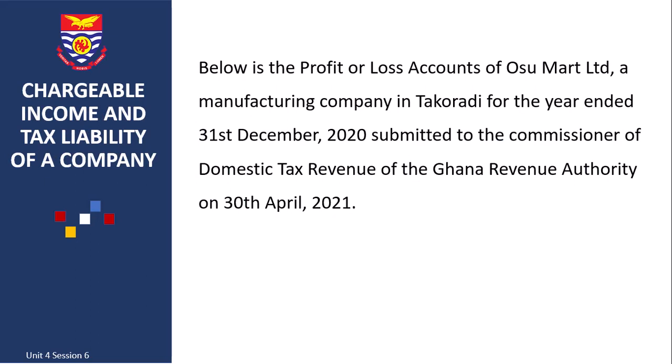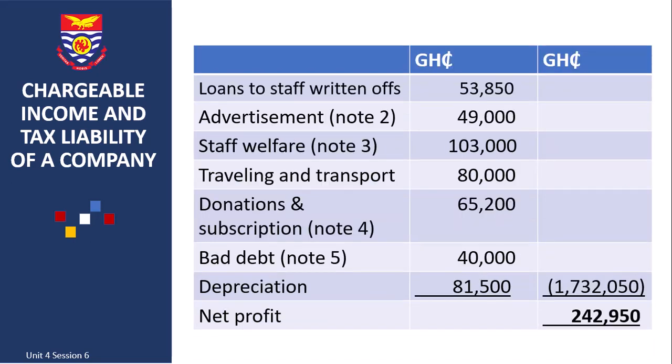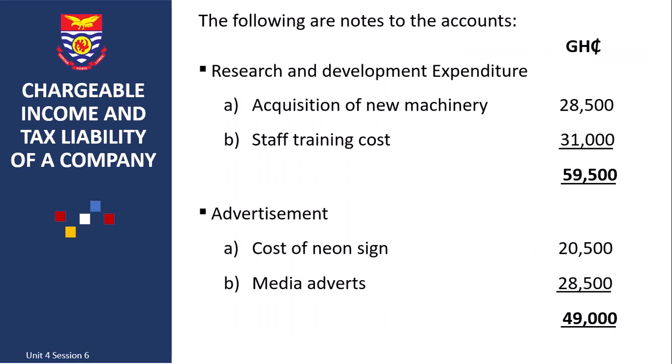Below is the profit or loss of Osumat Limited, a manufacturing company in Takoradi, for the year ended 31st December 2020, submitted to the Commissioner of Domestic Tax Revenue of the Ghana Revenue Authority on 30th April 2021. So we have the income statement, gross operating profit, dividend, less general expenses. We have all these figures. Then we have our net profit of 242,950.